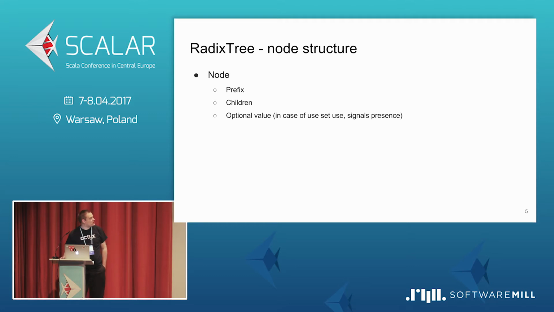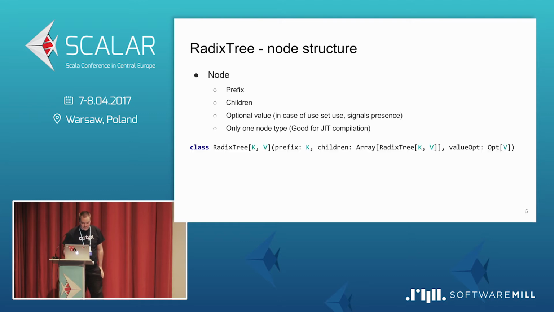And if you use the data structure as a set, basically the value is of type unit, and it just signals that there's a value at that node. And like I said, there's only one type of node, which is good for JIT compilation because there's no virtual method inlining limits. If you have many different cases, then the JVM kind of gives up on inlining.